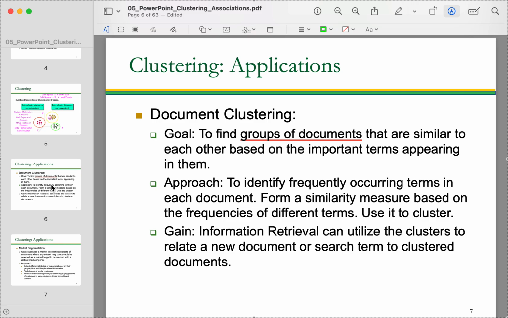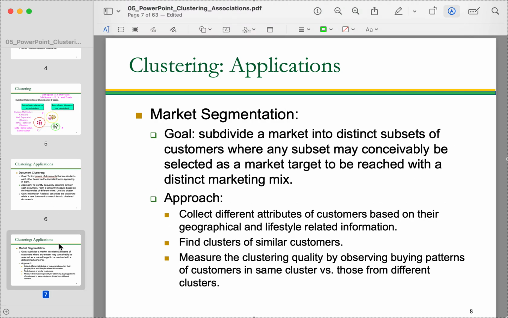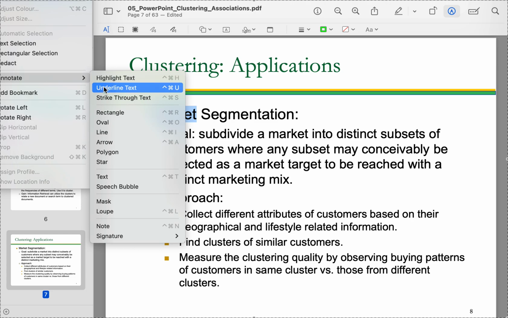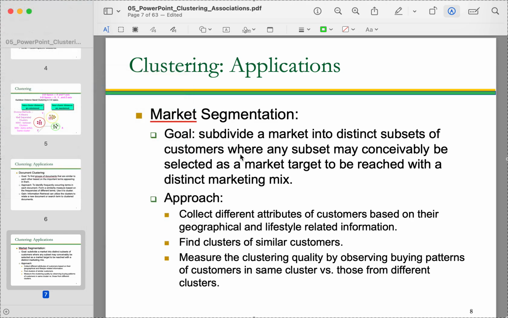Another idea is if we have, for example, business data, we could group similar markets together into the same cluster, or we could group, let's say, profitable customers into group 1 and non-profitable or high-risk customers into group 2 or cluster 2.